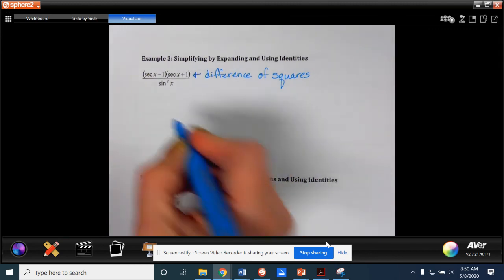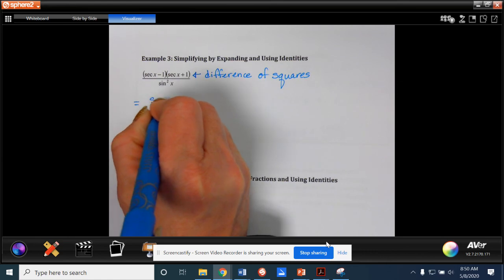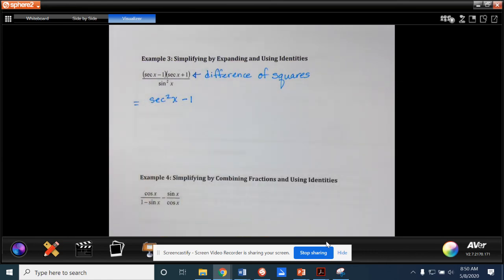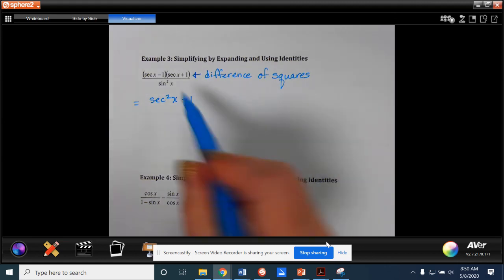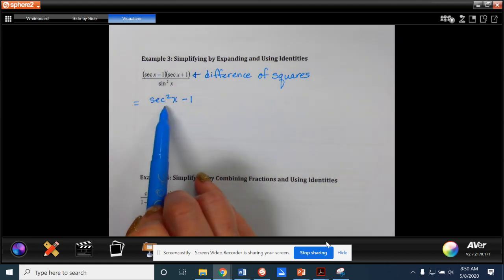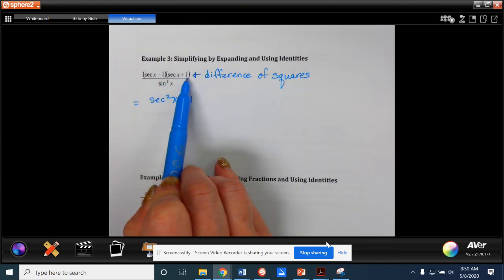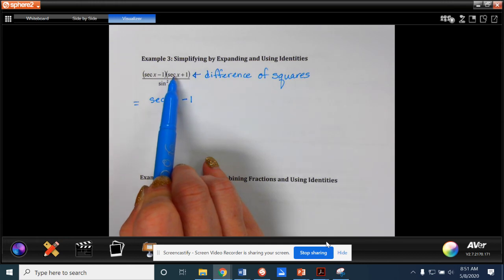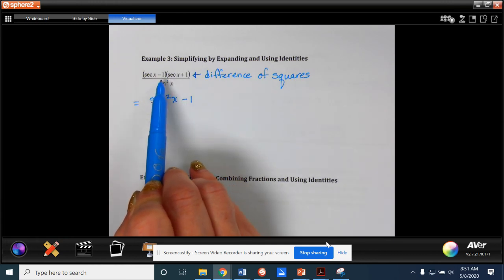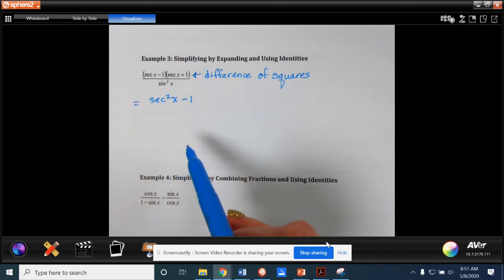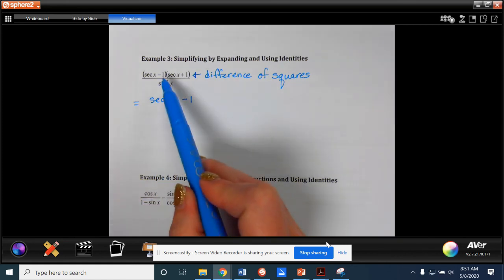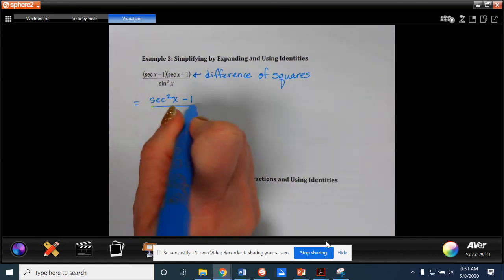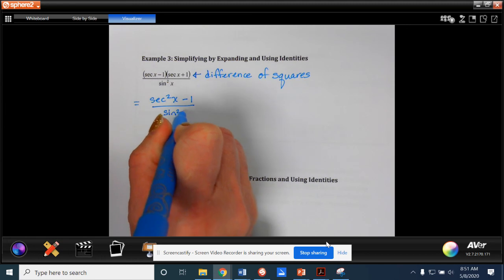But what that would give you is secant squared x minus 1. That's what it's going to give you when you multiply it out, because secant times secant is a secant squared. And then secant times 1 is just a secant x, and then a negative 1 times secant x is a negative secant. Well, a positive secant x and a minus secant x will get rid of the middle term. And then a negative 1 times a positive 1 is a negative 1. That's all over sine squared x.